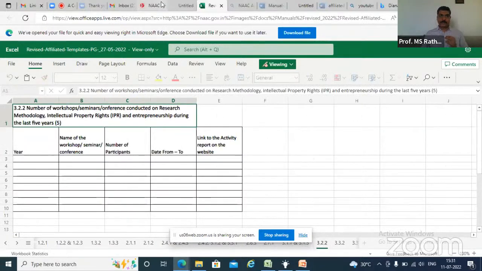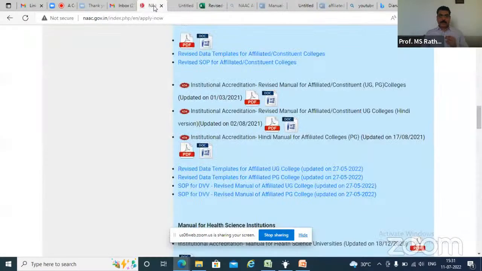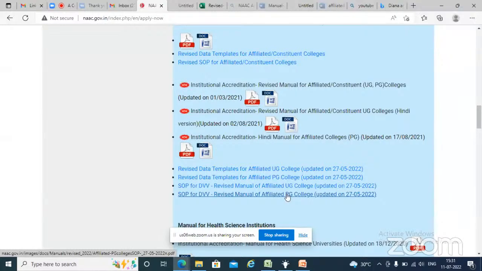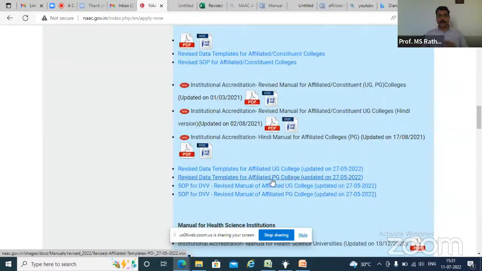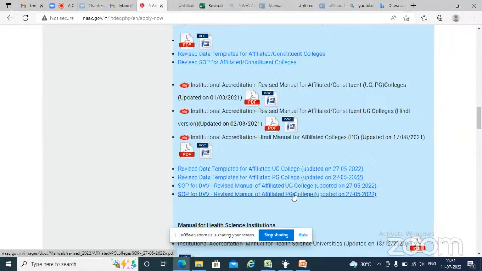Before filling these formats, it is very important to go through this also. Here you can see the highlighted link, the Revised Manual of Affiliated Colleges SOP. This is for the affiliated PG college. Yours is a PG college, so you have to download the template and the manual for the PG college. We have both UG as well as PG.